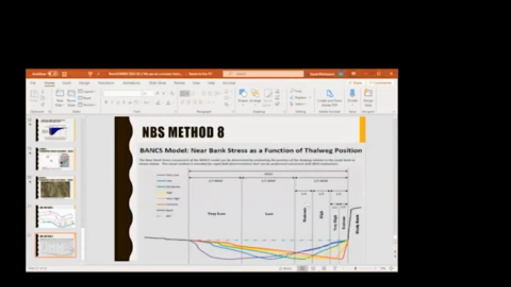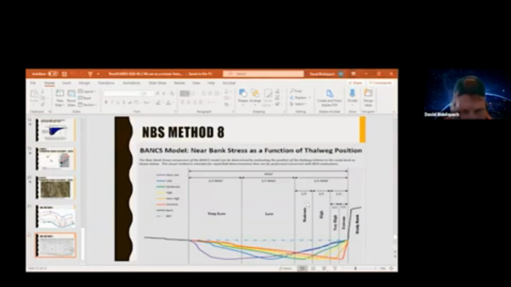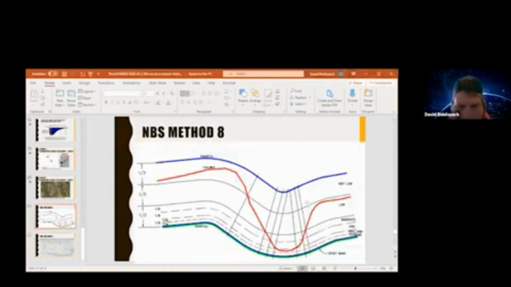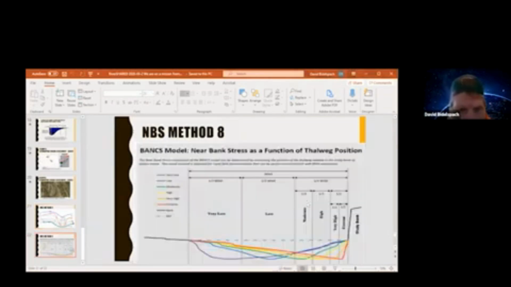On a cross-section standpoint, this is kind of what we look like on a cross-section. And the last graphic, I'd like to thank Kennard Live for putting together that graphic for us on plan form. And Mike Adams put together the graphic in cross-section for us years ago related to the study bank and the near bank shear stress. So the purpose is that we can plot a near bank shear stress based on thalweg position, which is something that we generally pick up in representative reach surveys anyways.